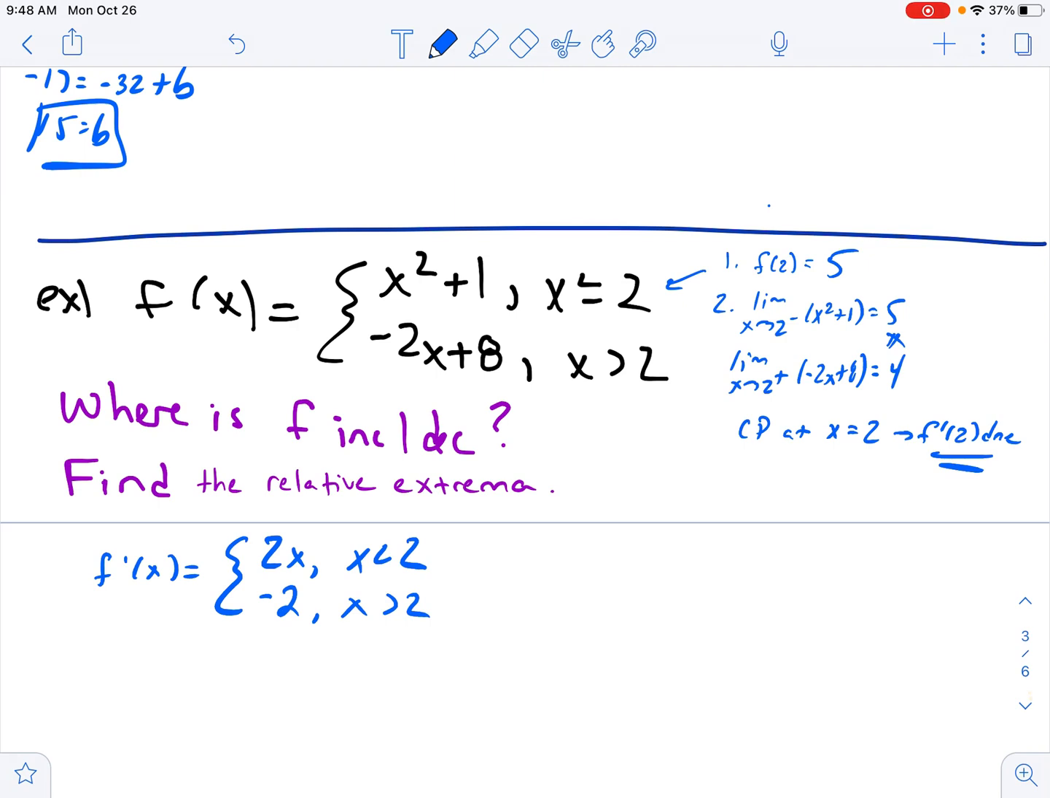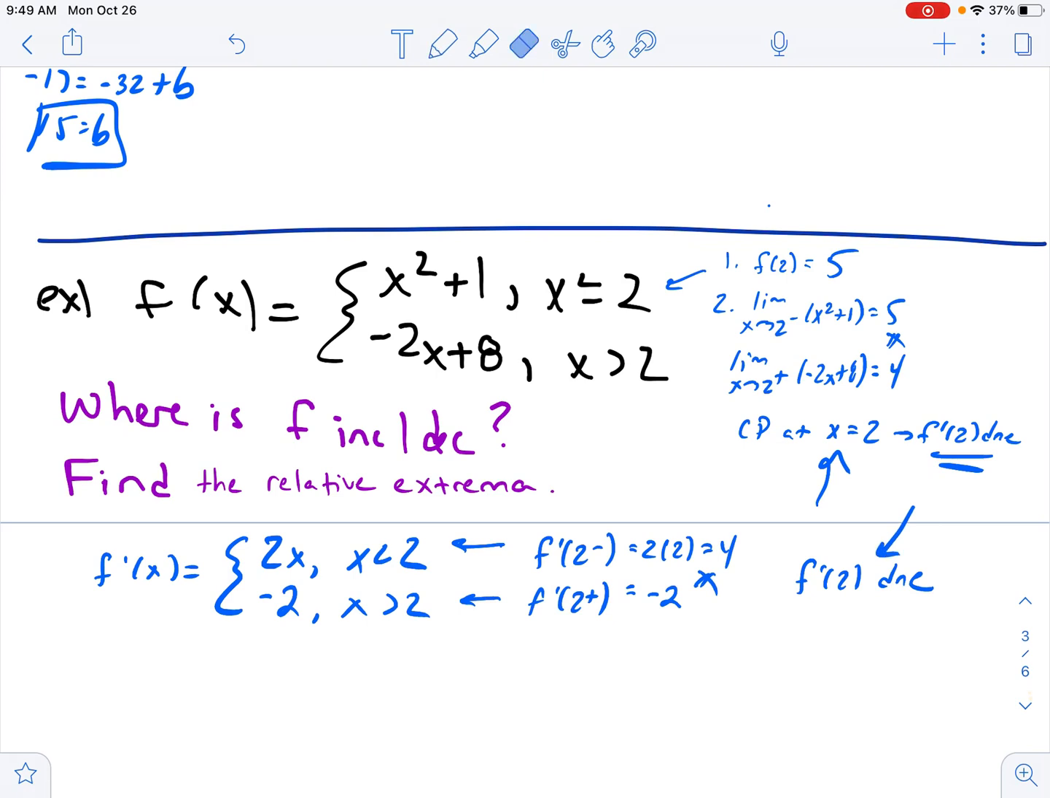Now, look, another way to see that this is not differentiable at 2 is to test f prime from the left and right. If I come into 2 from the left, I use 2 times 2, which is 4. If I come into 2 from the right, it's just negative 2. The slope is negative 2. They don't equal each other. Okay, so again, f prime of 2 does not exist. So if you didn't catch it up here, that's how you catch it. But you got to think about testing. Okay, you got to think about non-differentiability.